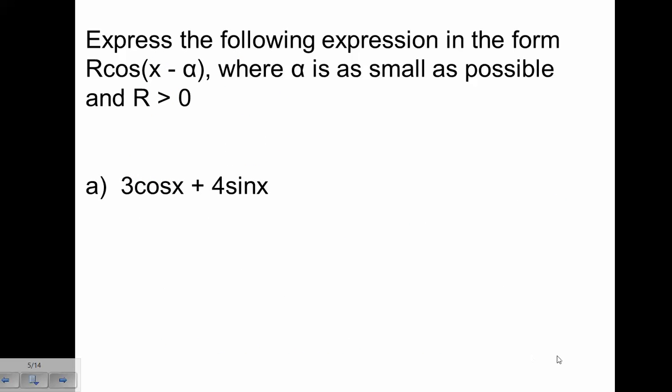Now I'd like you to have a go at one yourself. So you've got 3 cos x plus 4 sin x. And this time to do that, you're going to expand r cos(x minus alpha) this time rather than x plus alpha. And I'd like you to do that for next lesson.